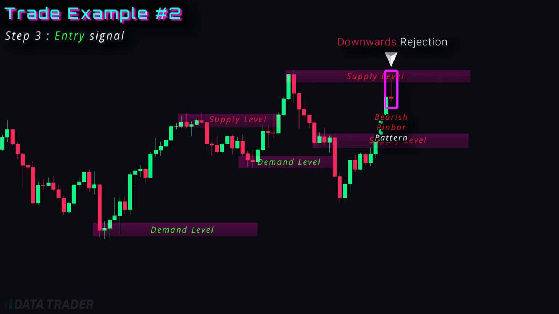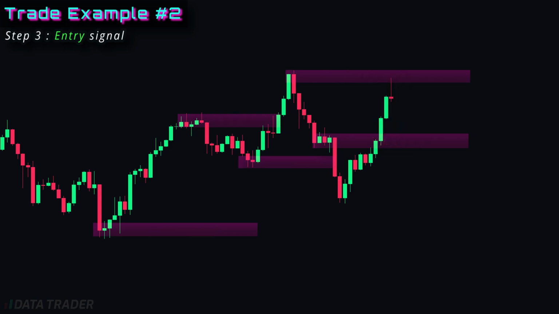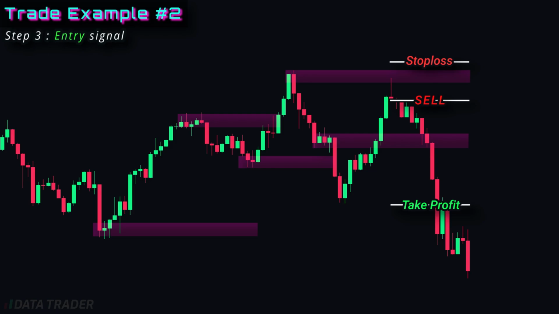And so, because a bearish confirmation signal appeared as price touches the level, we can now take a short position right here. For our stop loss, we can place it just slightly above the supply area and place our profit target at the nearest demand level. And as you can see, this trade ended up being profitable.